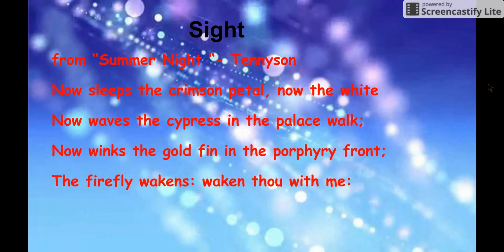Sight in poetry. Sight is one of the main visual images, one of the main concrete images that poets use. Here from Tennyson's Summer Night, it reads, "Now sleeps the crimson petal, now the white, now the waves, the cypress in the palace walk, now winks the gold fin in the porphyry front, the firefly wakens, waken thou with me."